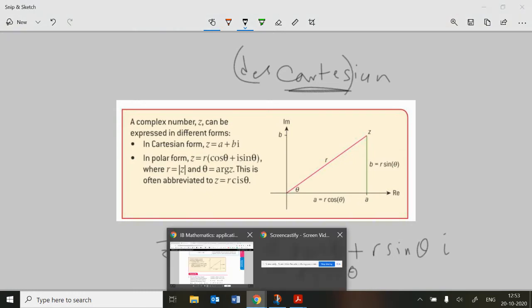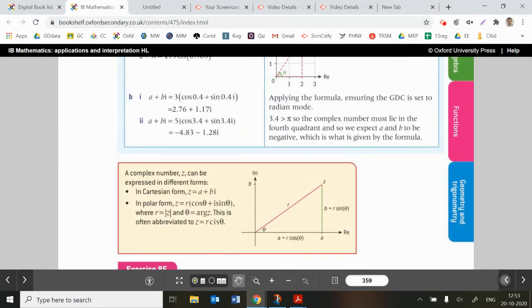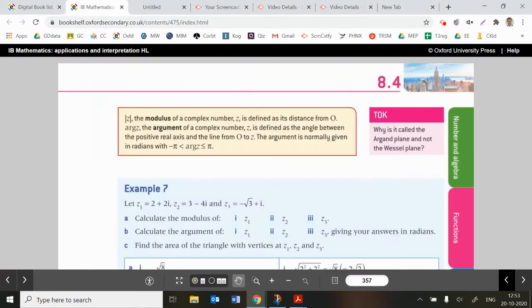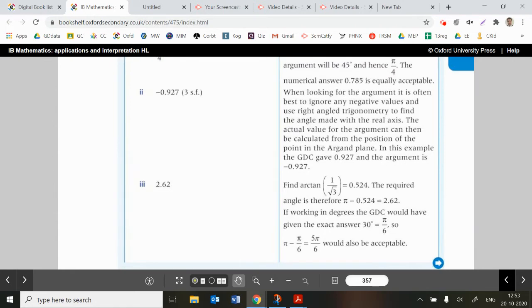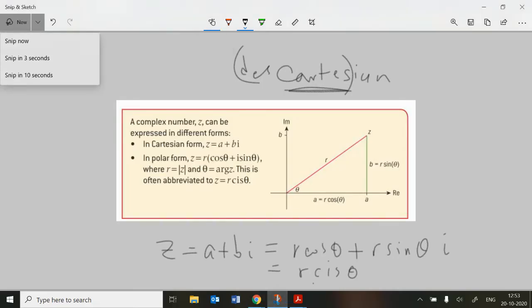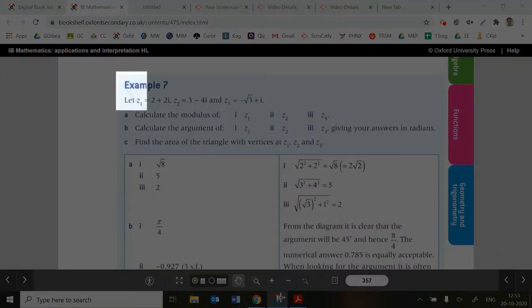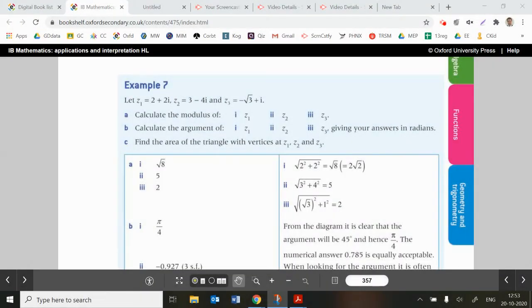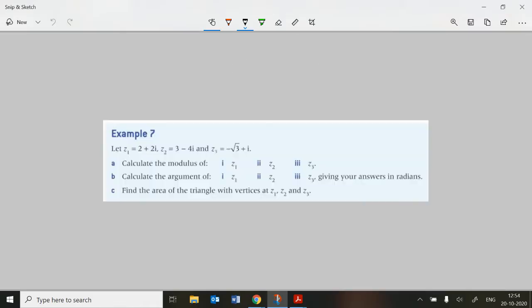Okay, so let's have a look at the questions then. Now, a lot of these questions you can do on your calculator, of course, but it's useful to be able to put them on diagrams too. So let's look at example 7. And they're not giving you a calculator option in this one. So let's do this one by hand.